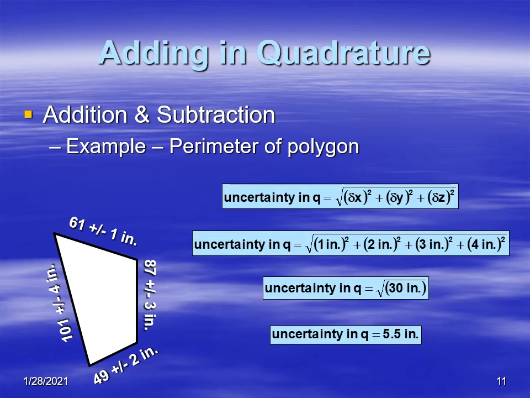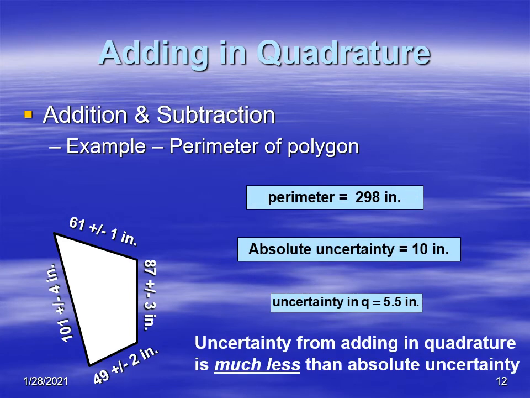In this case, we take each uncertainty, square it, and then add it, and then take the square root of all of those added. So in this case, you would take 1 squared plus 2 squared plus 3 squared plus 4 squared, which gives you 30 inches squared. Take the square root, and that gives you 5.5. That's a lot less than 10 inches. So that's the more probable, based upon the random error that you have in your measurements. And notice it's about half of what your absolute uncertainty would be.